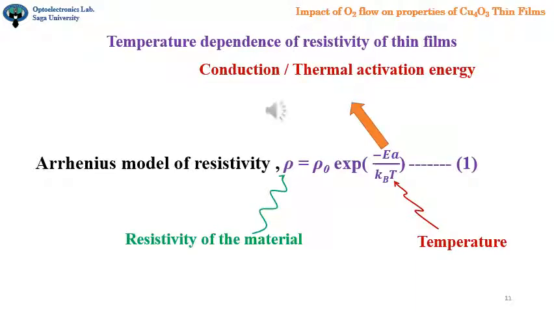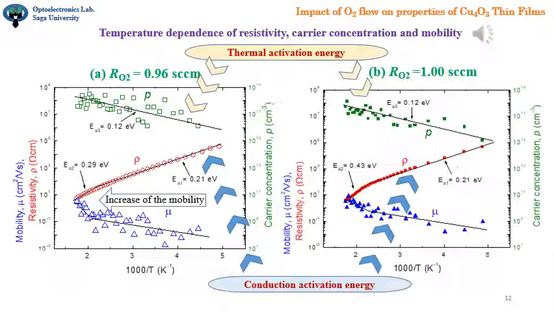Temperature dependence of resistivity of thin films can be calculated by the Arrhenius model of resistivity, rho equals rho naught exp minus Ea divided by kBT, where rho is the resistivity of the material, T is the temperature, and Ea is the conduction or thermal activation energy.